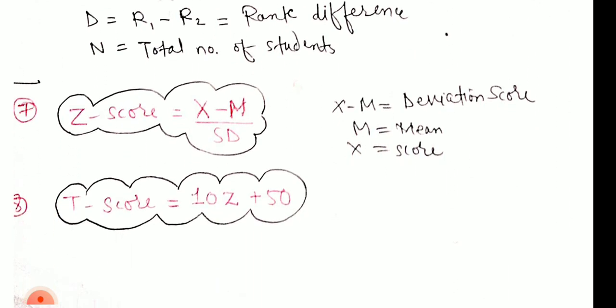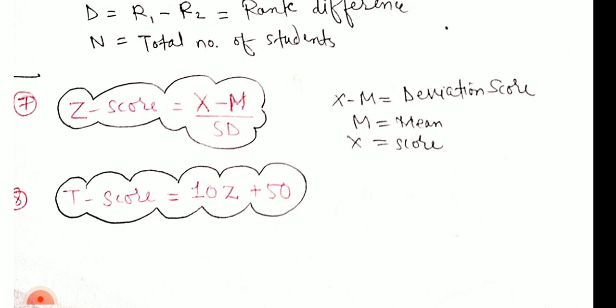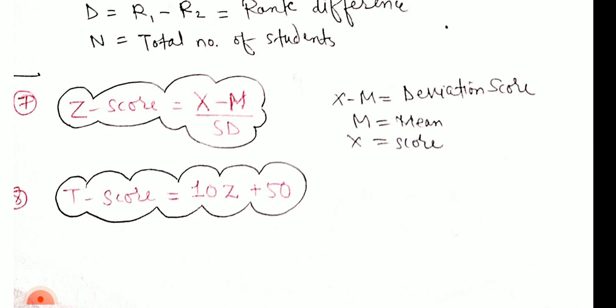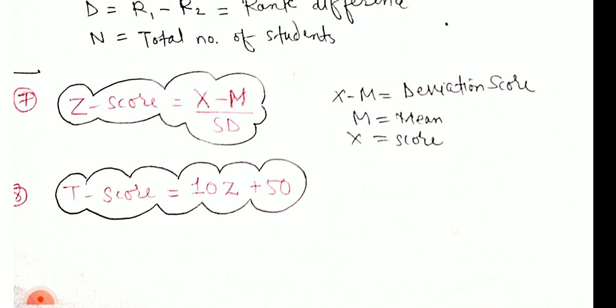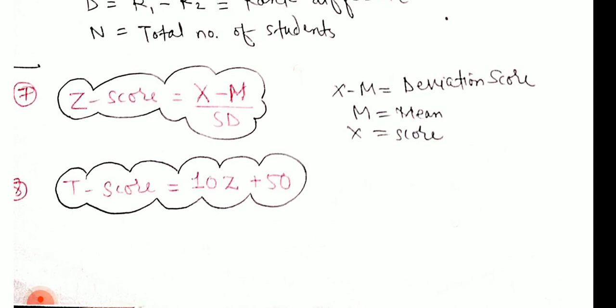Next is Z score. Z score is equals to X minus M divided by SD. Here X is the score and M is the mean, SD is the standard deviation. Okay, so X minus M divided by SD. Now next T score. So relationship between T score and Z score is T score is equals to 10Z plus 50.